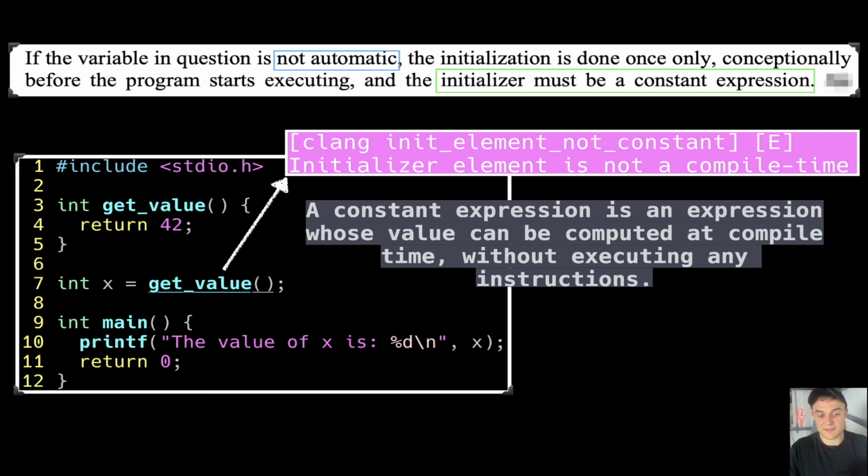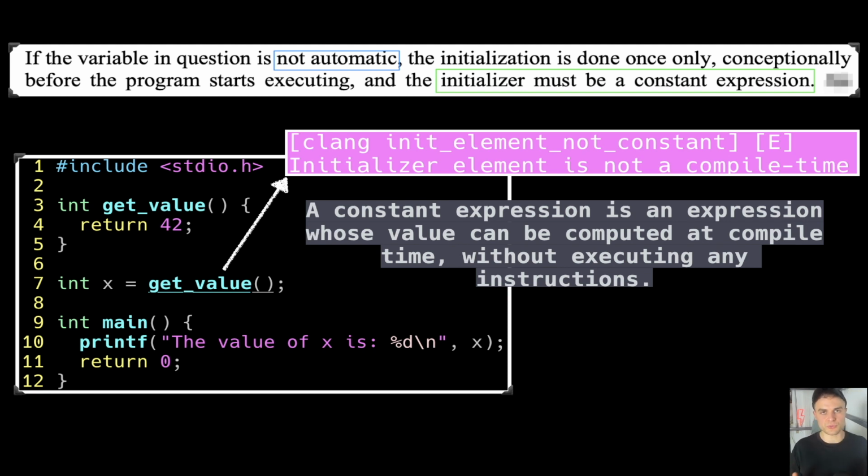In this case, the book is simply telling you, hey, pay attention, you cannot initialize this variable with a variable expression. In this case, I have a function, and a function is not a constant expression, because a constant expression is an expression whose value can be computed at compile time without executing any instruction. And a function, of course, requires some calculation.